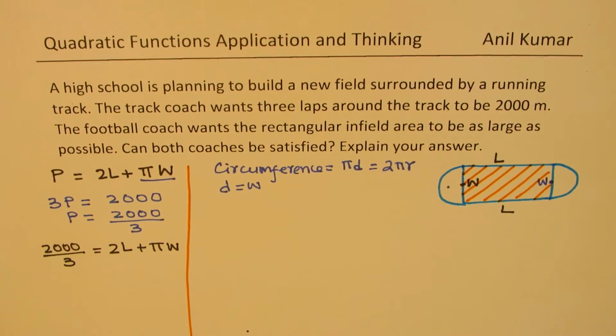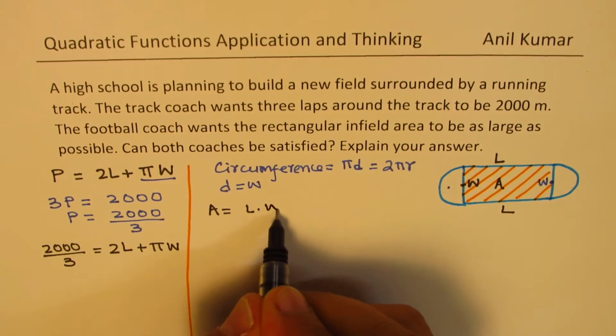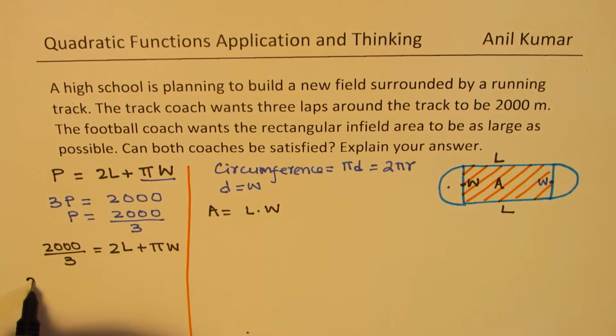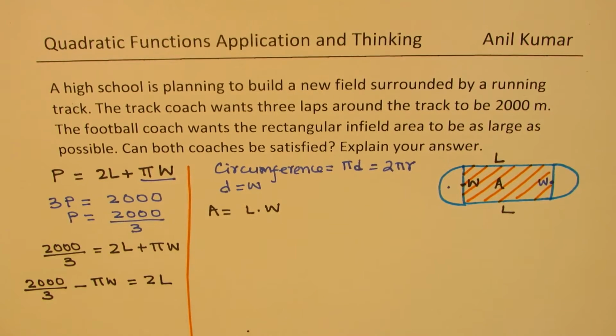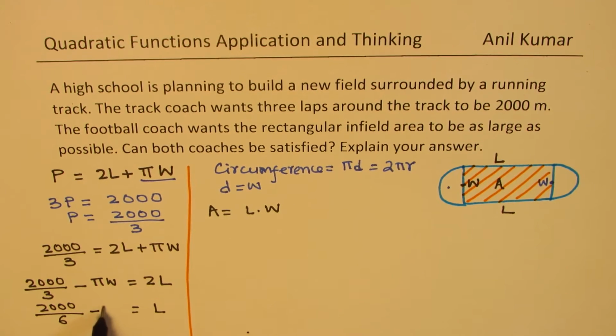So the question is to maximize area. Let's call this area A. So area is length times width. We need only one variable, so let's isolate length from here. In that case, we get 2000 over 3 minus pi w equals 2 times length, or we can say length, dividing both by 2, we get 2000 divided by 6 minus pi w divided by 2. So dividing both by 2, we get this expression for length.